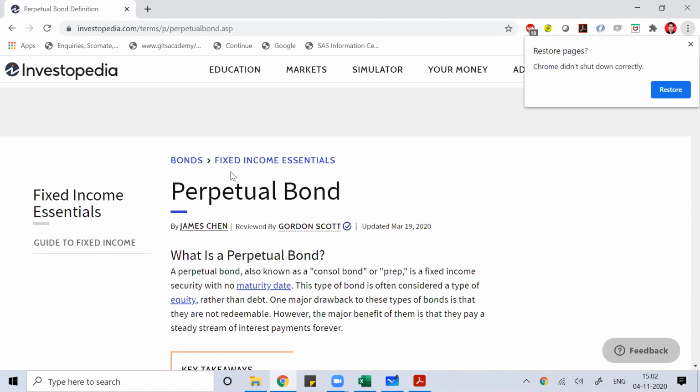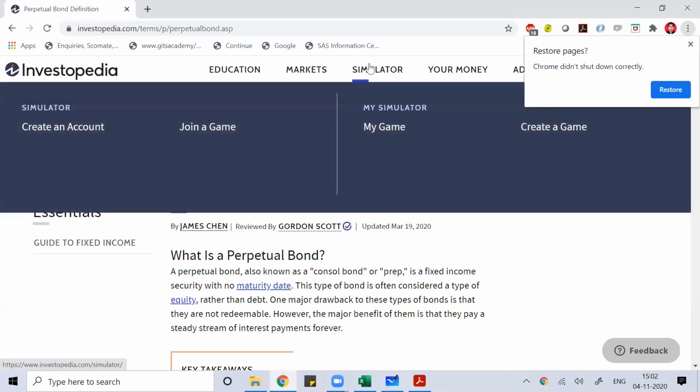This type of bond is often considered a type of equity. Why do we call it a type of equity? Because you remember, whenever a company issues an ordinary share, it issues it for an infinite time period. In the same way, a perpetual bond is also called equity. But the difference is that in the case of equity, the payment of dividend is not compulsory for the company, but here the payment of interest is compulsory for the company. So that difference you can make.